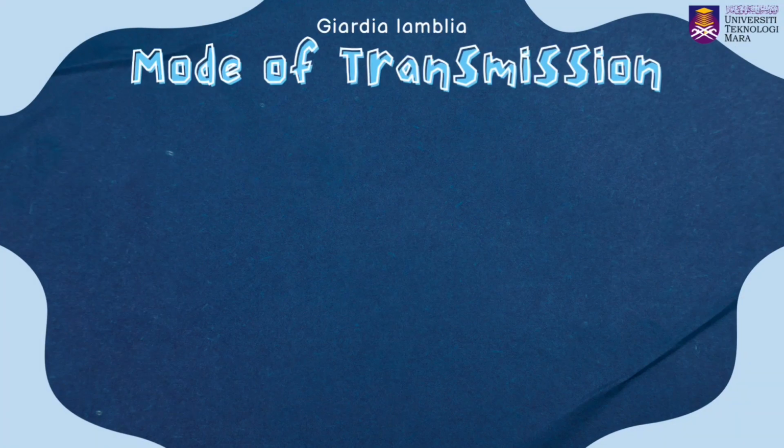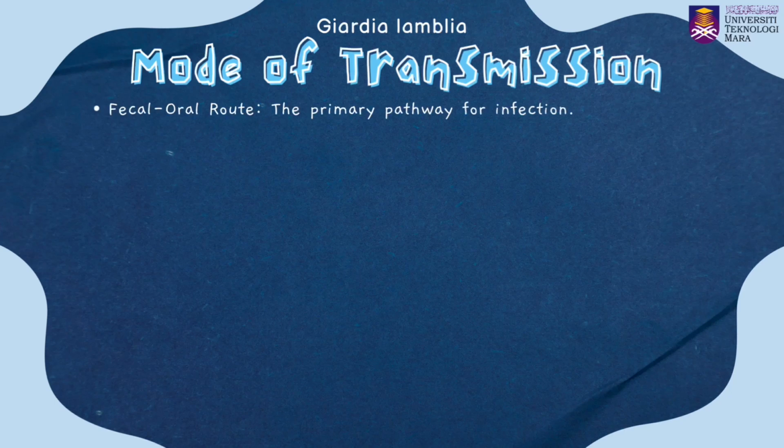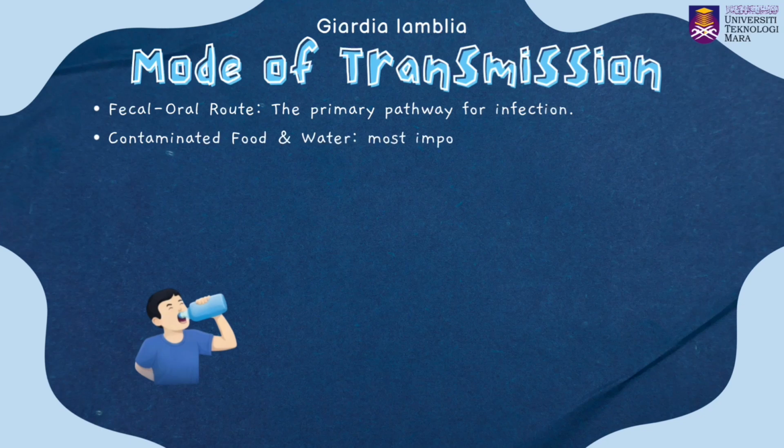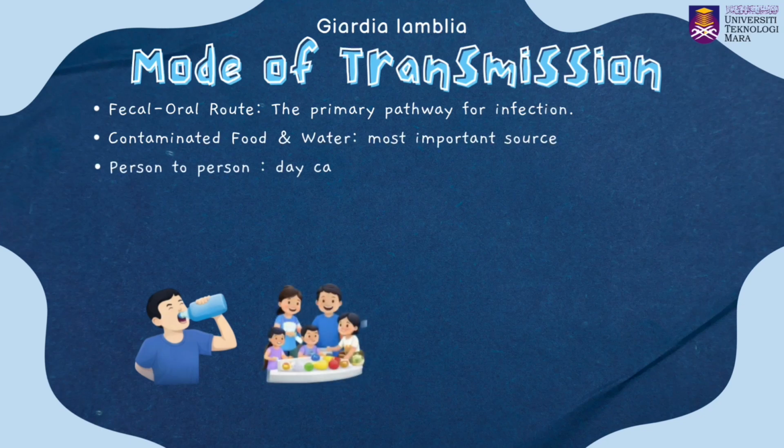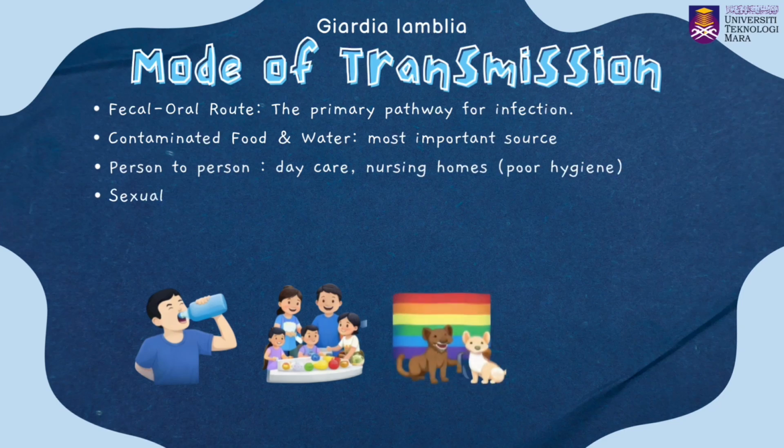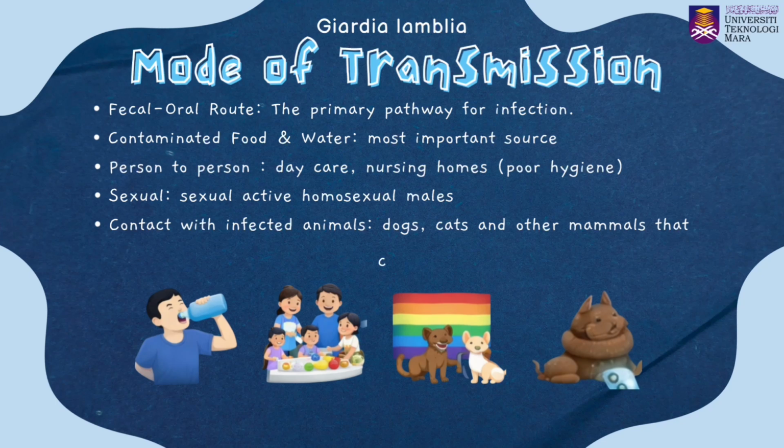Mode of transmission of Giardia lamblia. First, the fecal-oral route as the primary pathway for infection. Contaminated food and water as the most important source. Person to person, poor hygiene from daycare and nursing homes. Sexually active homosexual males. And contact with infected animals, dogs or cats that can carry and shed the Giardia.